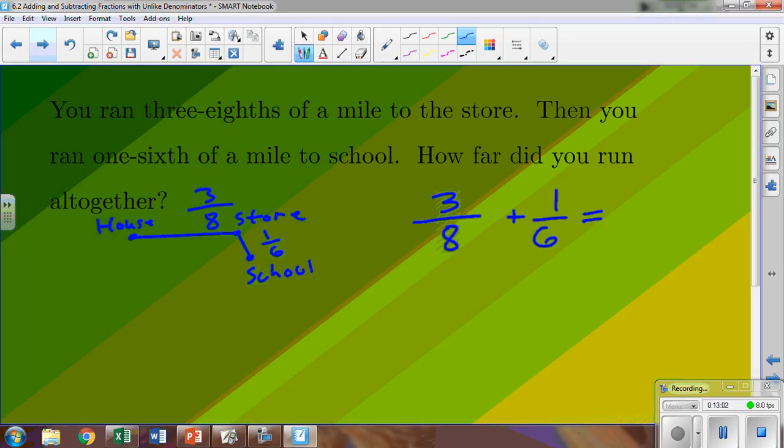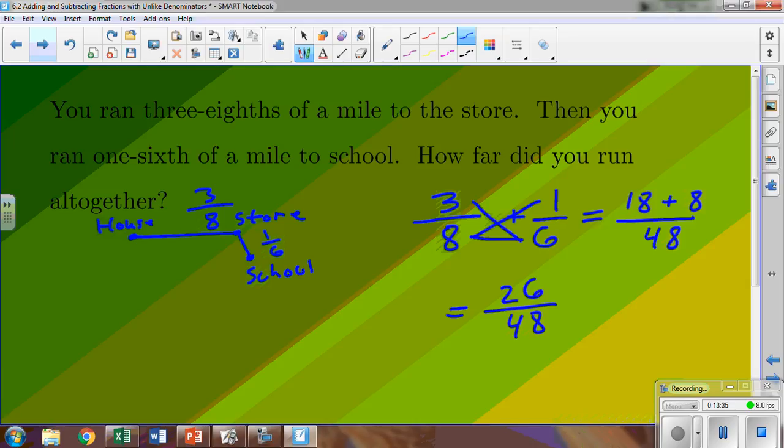Fortunately, we can go through and do all our number crunching. 3 times 6 equals 18. 1 times 8 equals 8. 8 times 6, that's 48. When we add those together, 18 plus 8 on top gives us 26. And in our denominator, we have 48. That's our answer, 26/48.